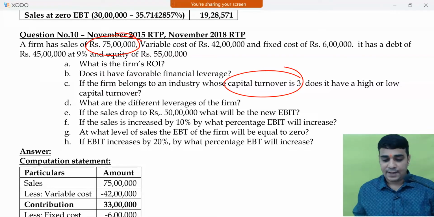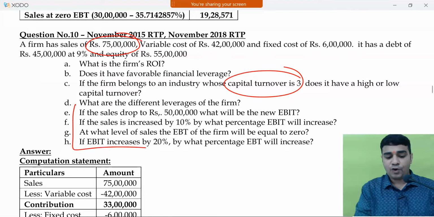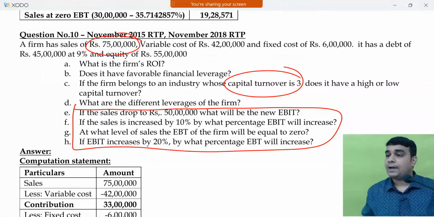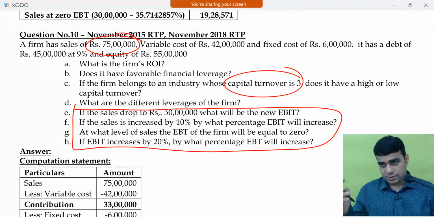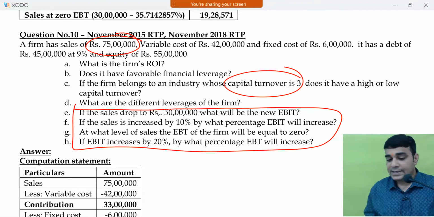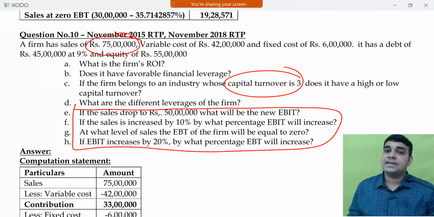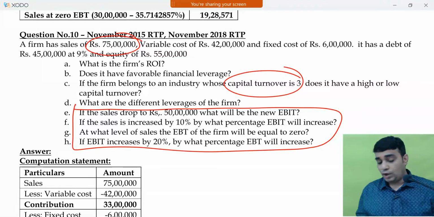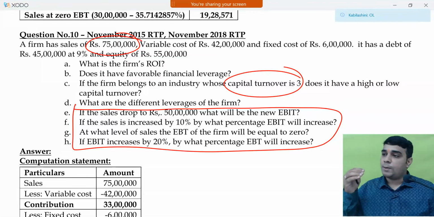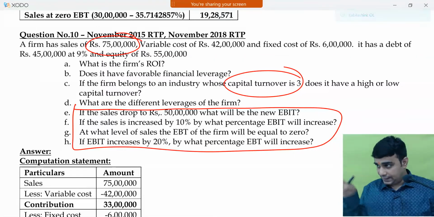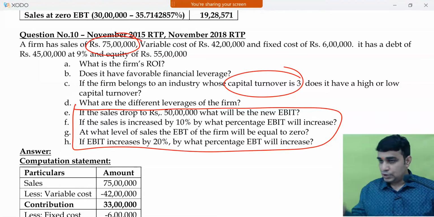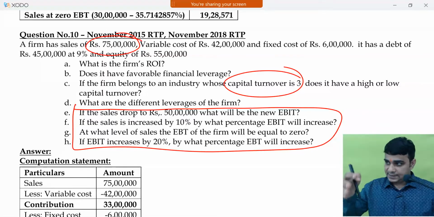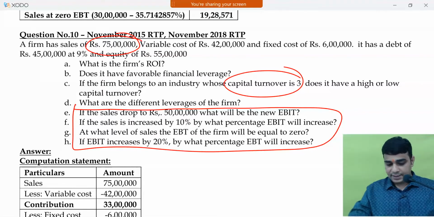Different leverages we have calculated. I'm not going to do all these 4 parts, but I want to discuss a few things. Sales drop to 50 lakh. What will be the new EBIT? Two options. You prepare another statement. Sales and EBIT are linked with which leverage? Operating. So what you can do is, sales has dropped to 50 lakh. There is a percentage change in sales you can calculate. You know the operating leverage. Percentage change in EBIT is percentage change in sales into the operating leverage.